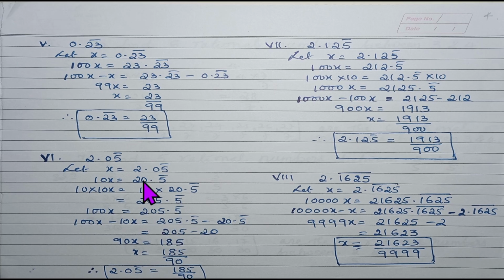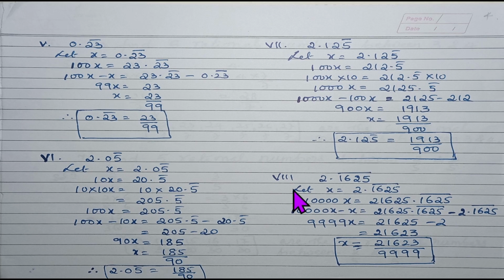We get 205 minus 20. 205 minus 20 becomes 90x is equal to 185. X is equal to 185 by 90. If you want, you can simplify it or leave the value as it is, and therefore 2.05 bar is equal to 185 by 90. Now coming to the next example, 2.125 bar.